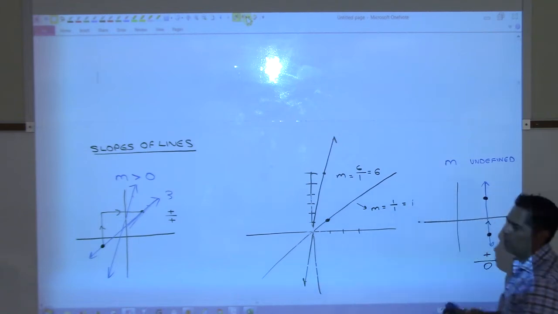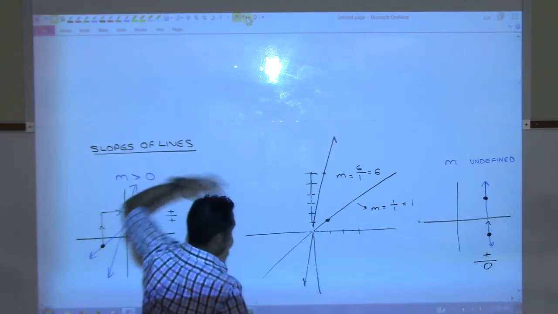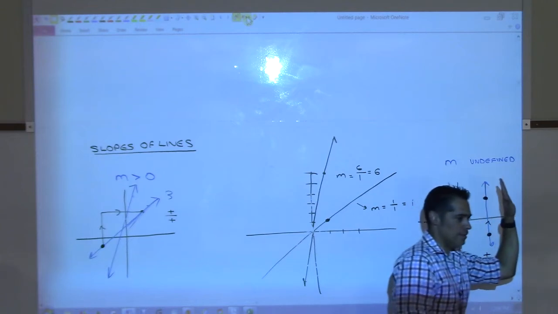That's not that important. All you need to know is positive slope, negative slope, 0 slope, undefined slope. Those are the things you need to know.